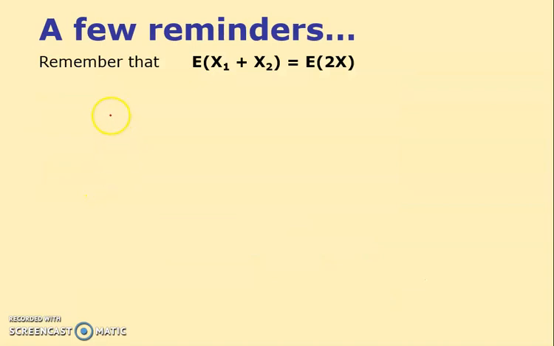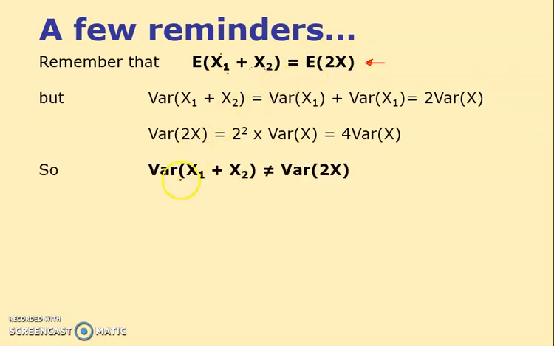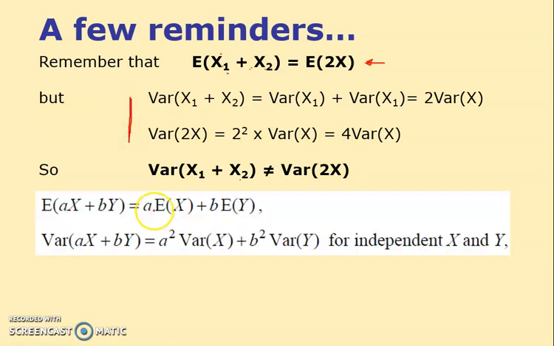Let's have a look at things that we've done before. We've already shown that this is true: the expectation of one observation plus another observation is really just the expectation of 2 times what you expected for the distribution generally. But we also showed that that's not true for variance. The variance of one observation plus another observation is not equal to the variance of 2 times one observation. And this was the logic we've seen before.